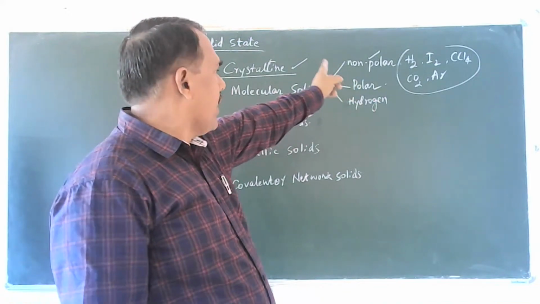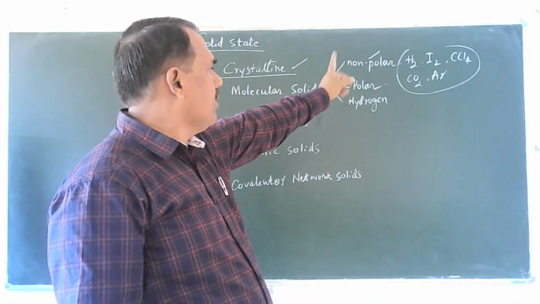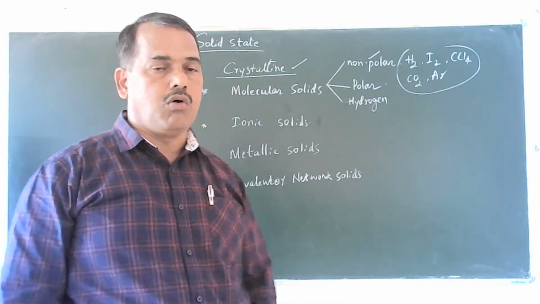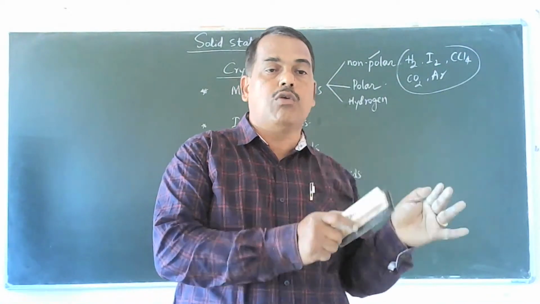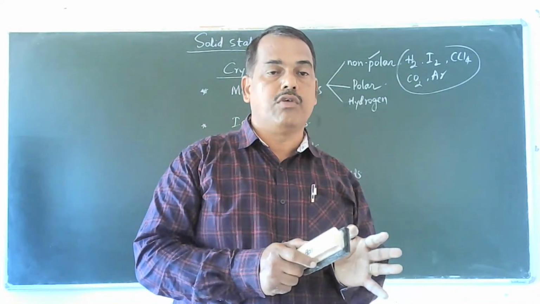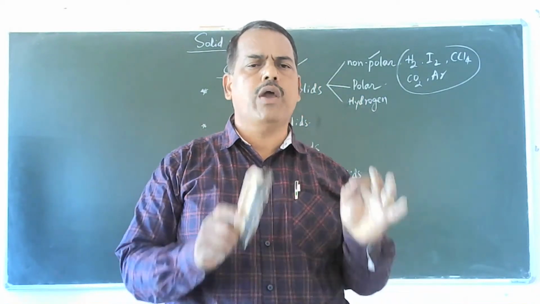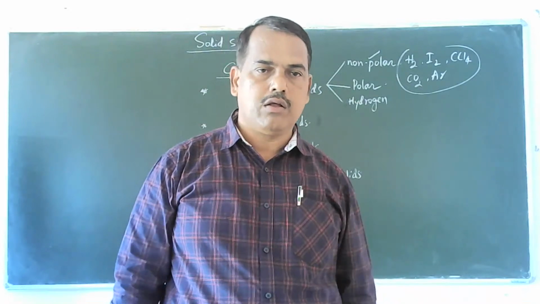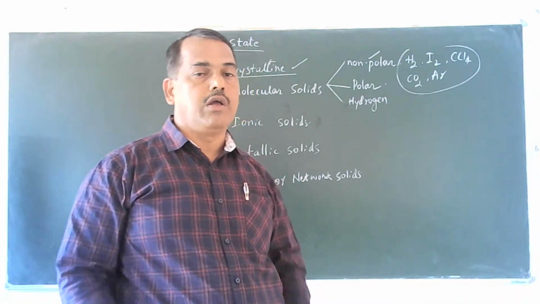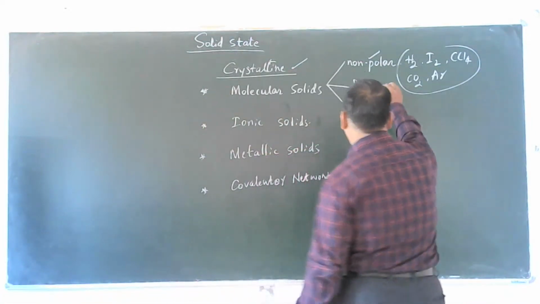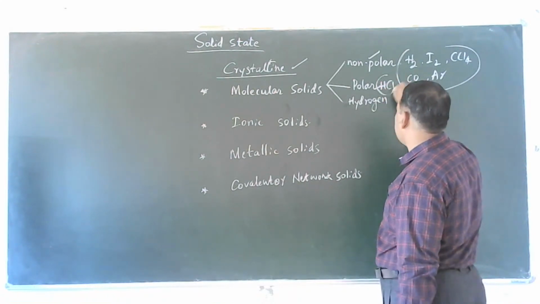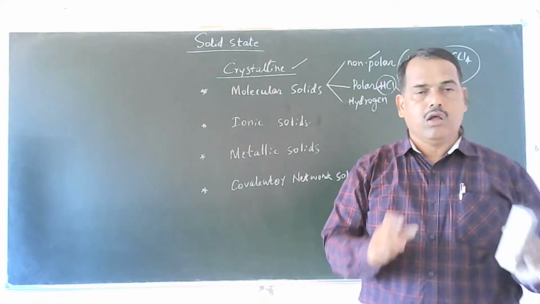In a non-polar molecular solid, examples are hydrogen, iodine, carbon tetrachloride, carbon dioxide, and some of the noble gases like argon. So, what is the force existing in the non-polar molecular solid? The force existing is London force or dispersion force, which is the weakest force. Are you clear? Then polar molecular solid. Examples are HCl and sulfur dioxide, SO2. These are some of the examples for polar molecular solid.